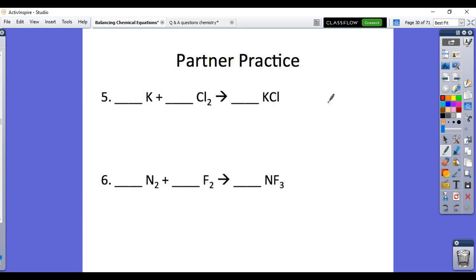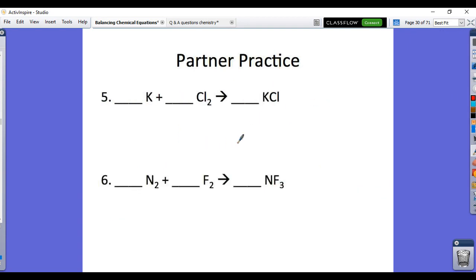All right, here's a couple of other examples. As you can see, potassium is 1, that's okay. Chlorine is 2, chlorine is 1, so I could put a 2 here. And then that makes our potassium 2, so I'll put a 2 here. So try that one on your own to see if you can get that one.